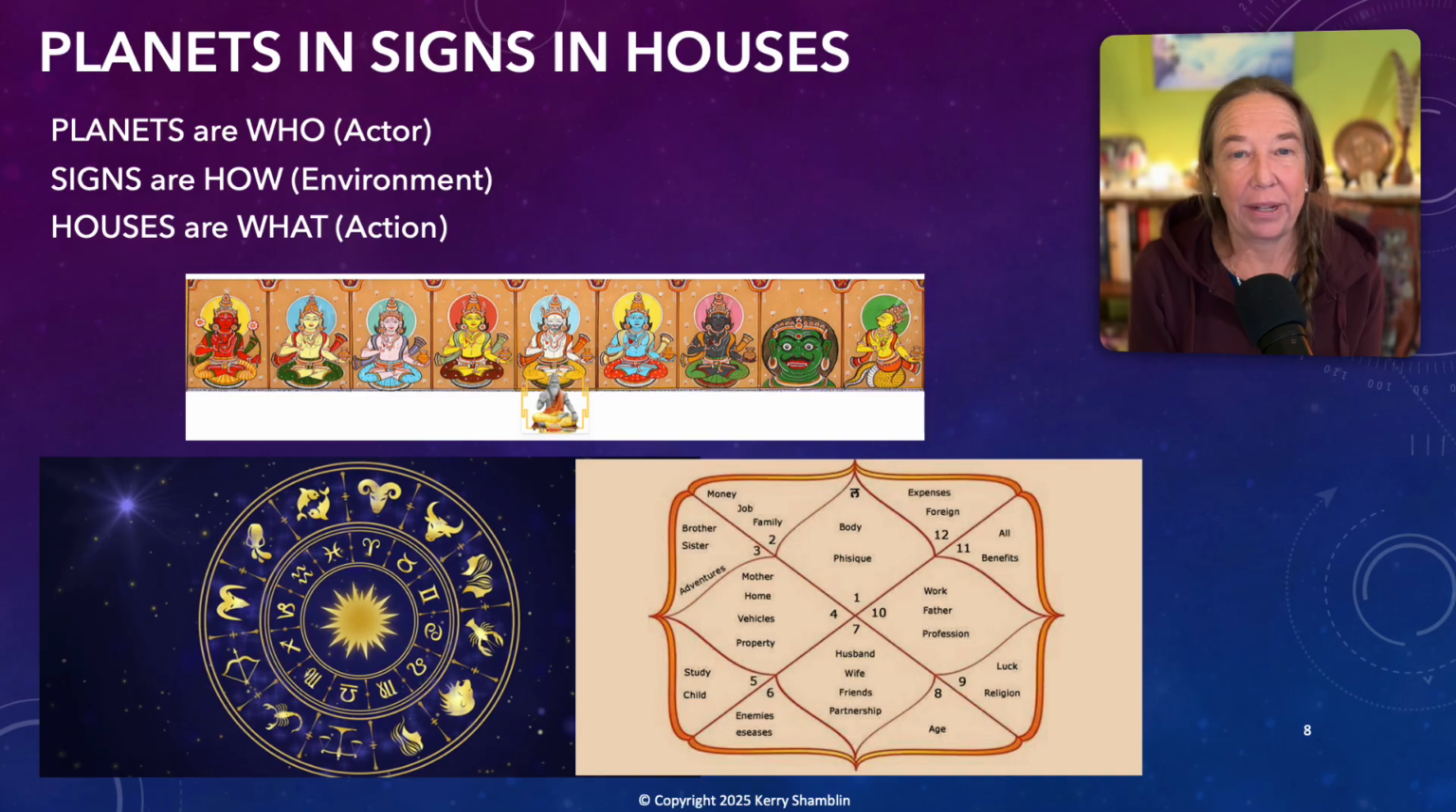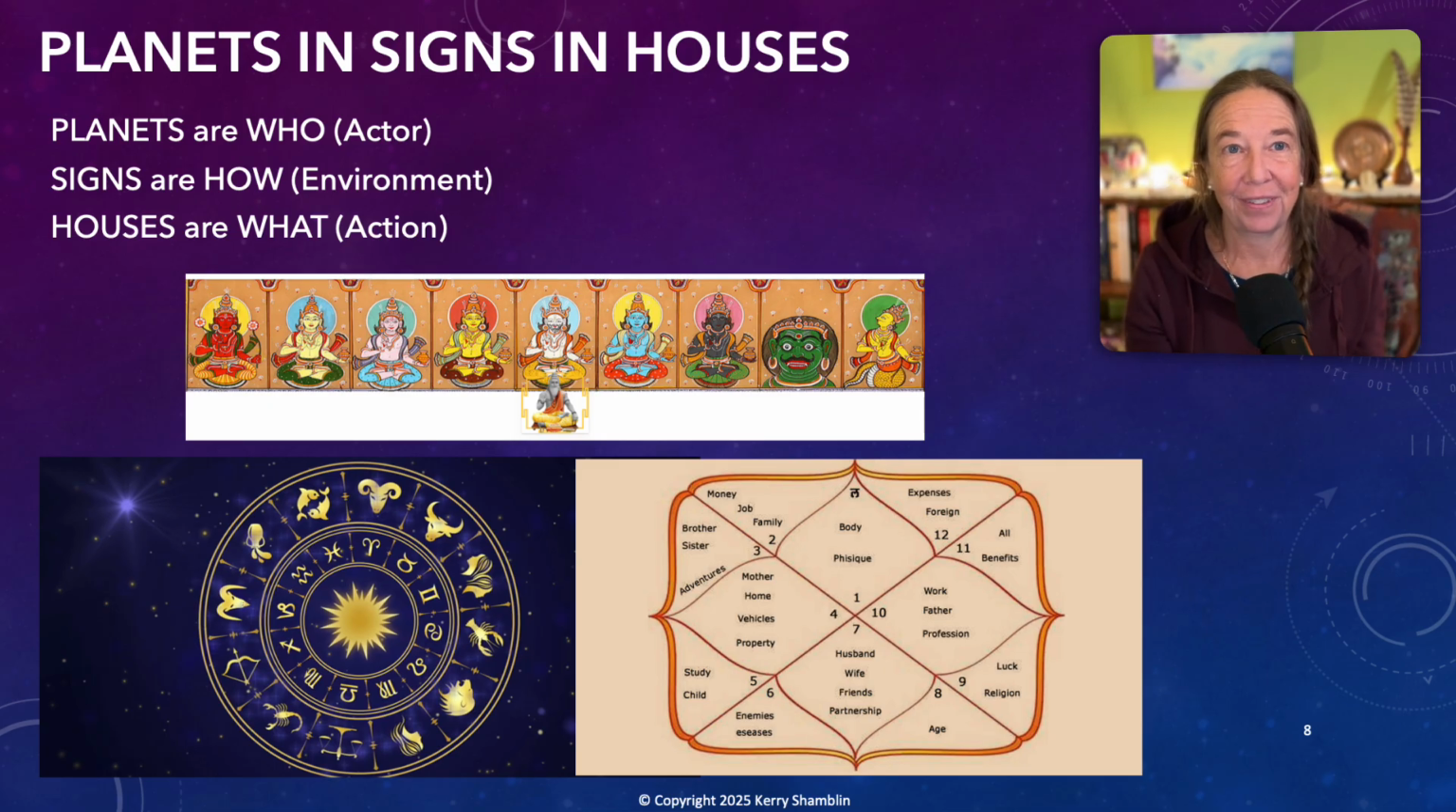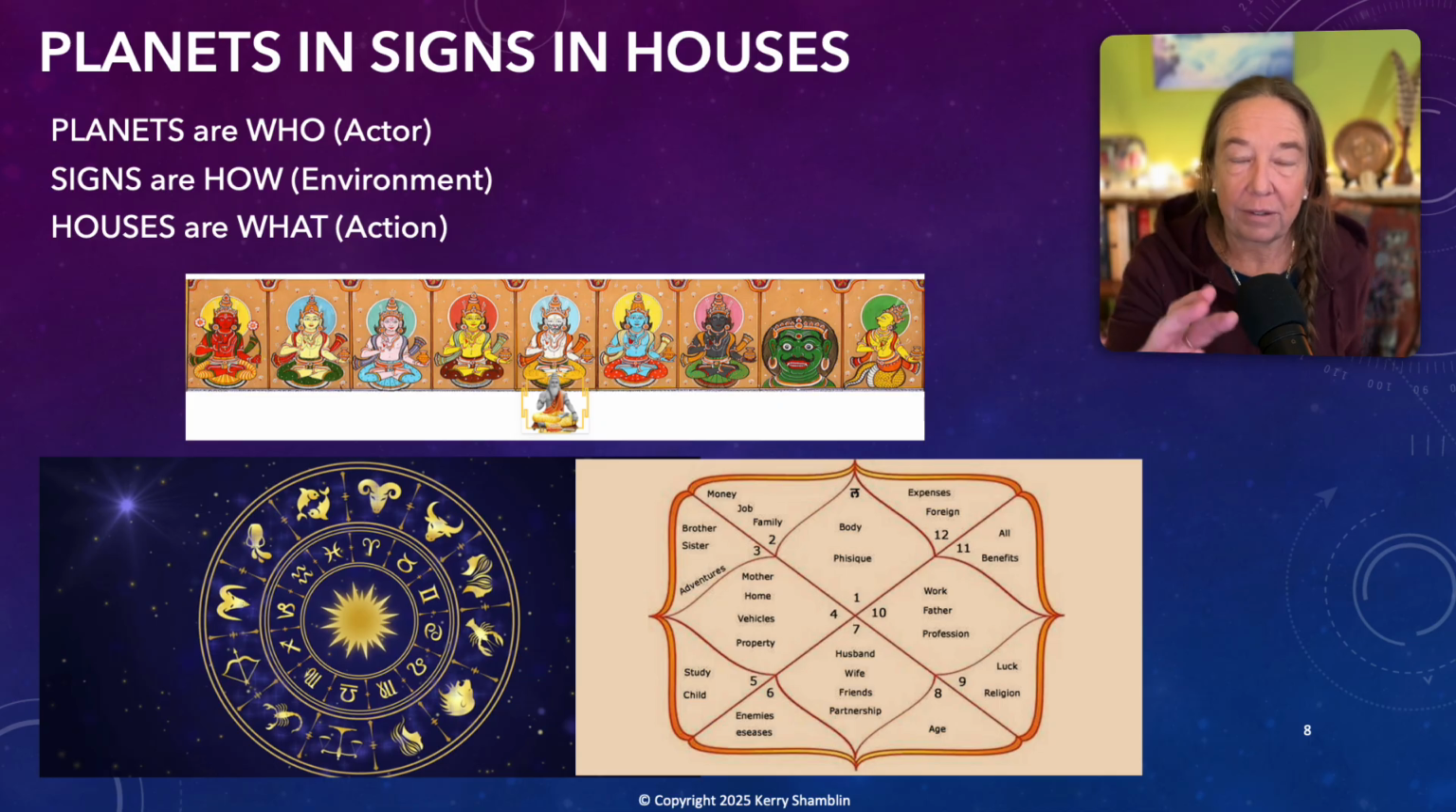All right, now we're going to start to synthesize it all. We're going to have a planet in a sign in a house. And again, planets are the who, signs are the how, and houses are the what. So this is a tiny bit of interpretation, just a drop, because we're not going to go into specifics. We're focusing on 3 factors here. And what are these 3 factors? They're the actor in an environment doing a thing.